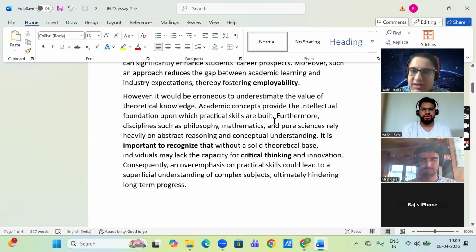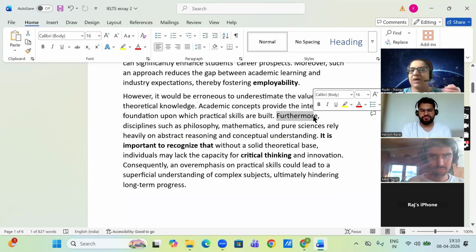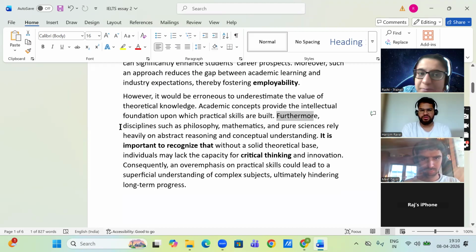Now, moving on to the next point, we will use the connector furthermore. Moreover is done, however is done, now let's take furthermore. Furthermore, disciplines such as, disciplines means fields such as, there are different fields, right, mathematics, science, etc. So, furthermore, disciplines such as philosophy, mathematics, and pure sciences rely heavily on.